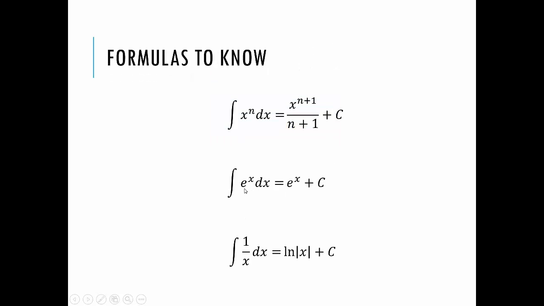I can do this for e to the x because I know the derivative of e to the x is just e to the x. I can also write the definition for the log. If I'm looking on the right-hand side, if I take the derivative of ln of x, I get 1 over x. So the antiderivative of 1 over x, working backwards, would be ln of x.